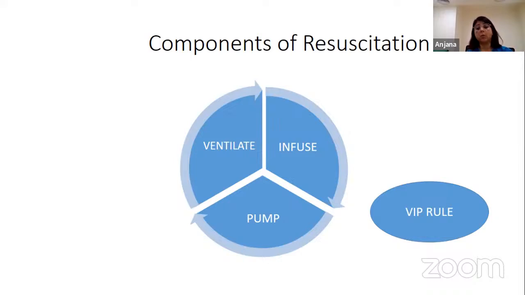Now, what are the components of the resuscitation? There are three things: ventilate, infuse, and pump. Ventilate means it's the same as ABC, what you do. That is, ventilate, take care of the oxygenation of the patient. Infuse is fluid resuscitation. Pump means you're working on the heart so that your cardiac output is maintained and your end organ perfusion does not suffer and end organ damage does not happen. And you can simultaneously investigate the patient for the cause of the shock, or what is the real reason behind the shock.